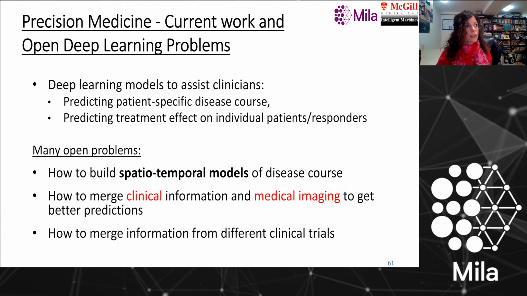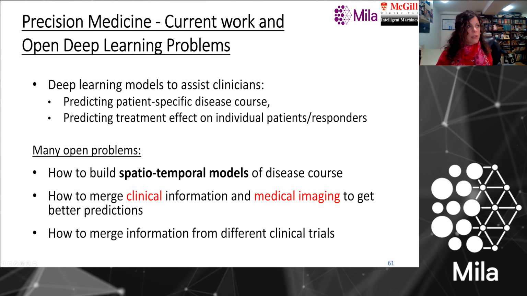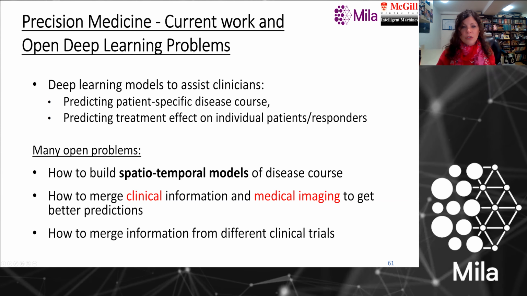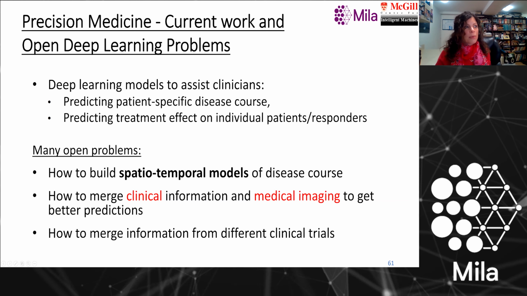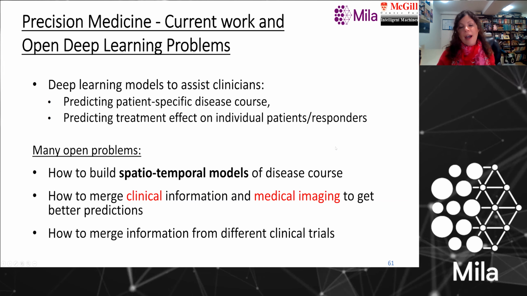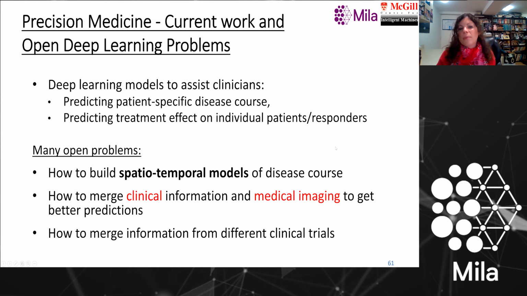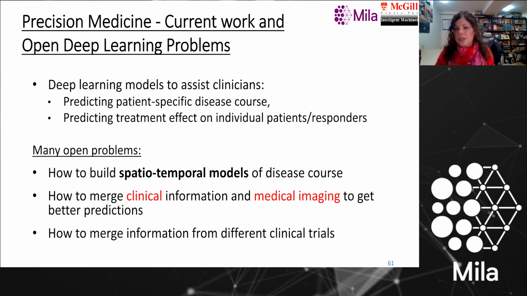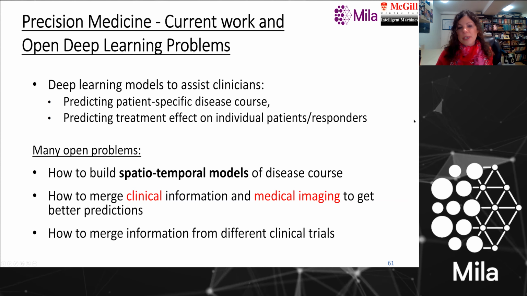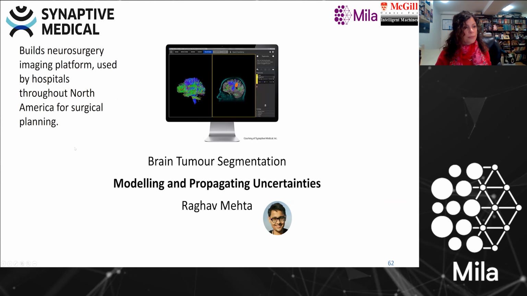So current work that we're interested in is predicting patient-specific disease course, predicting the treatment effect on individual patients, and trying to determine responders. And these problems lead to many open machine learning challenges, which is, for example, how do we build a spatiotemporal model of the disease course? How do we merge clinical information and medical imaging to get better predictions? And in fact, how do we merge information from different clinical trials altogether? So this is something that we're working on.